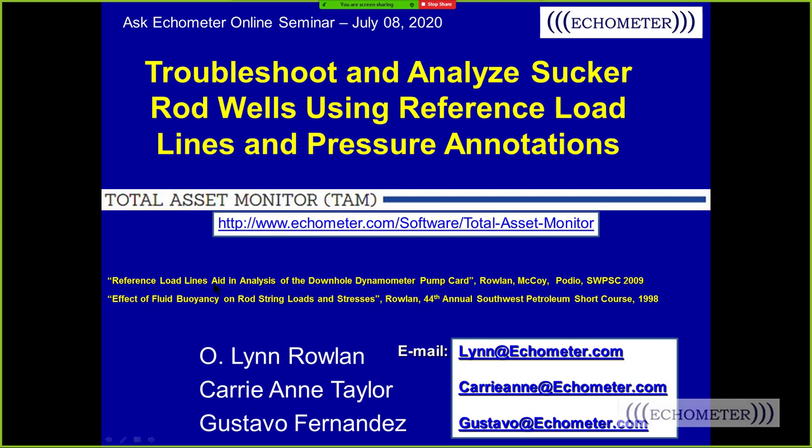The two papers that we included in the download, one of them is called Reference Load Lines, and it's not only the reference load lines for the surface dynamometer measured data, it's also for the calculated downhole pump card, which we'll talk about a little bit. And at the end of the class, we'll go through and review how we can use these load lines to analyze and troubleshoot wells. This 1998 paper was a paper that I wrote prior to coming to work for Echometer, when we were working with Sandia when they did the downhole load cell, and we were having a discussion about how the load should be displayed and how it should be calculated. So we'll cover some of that also during this presentation.